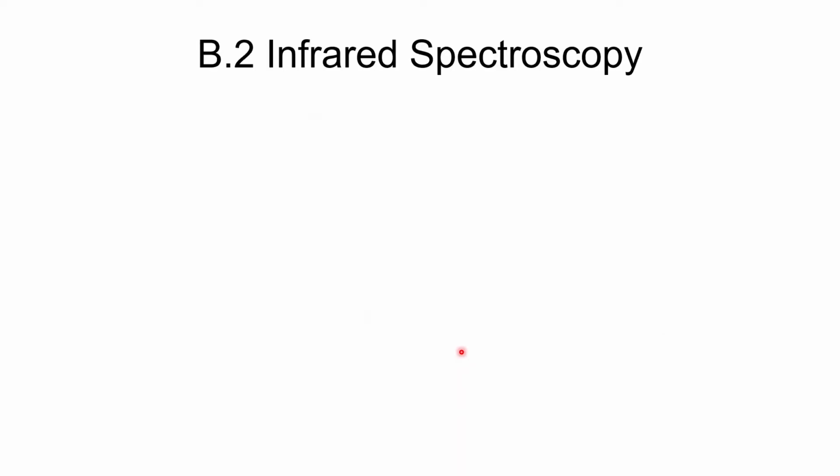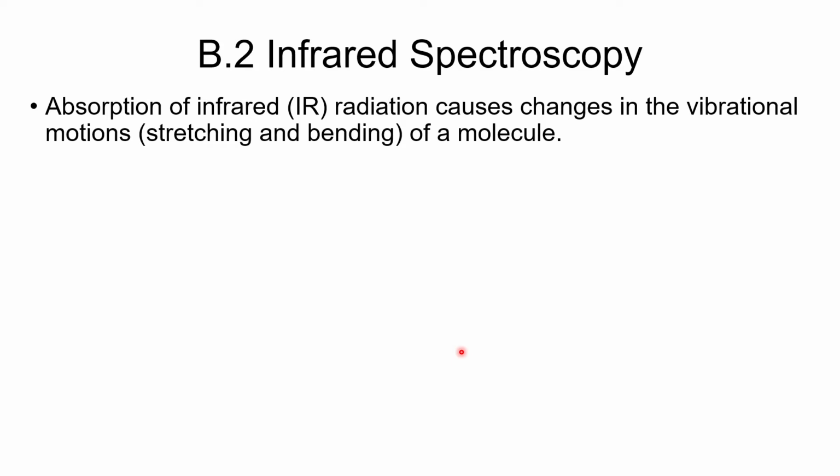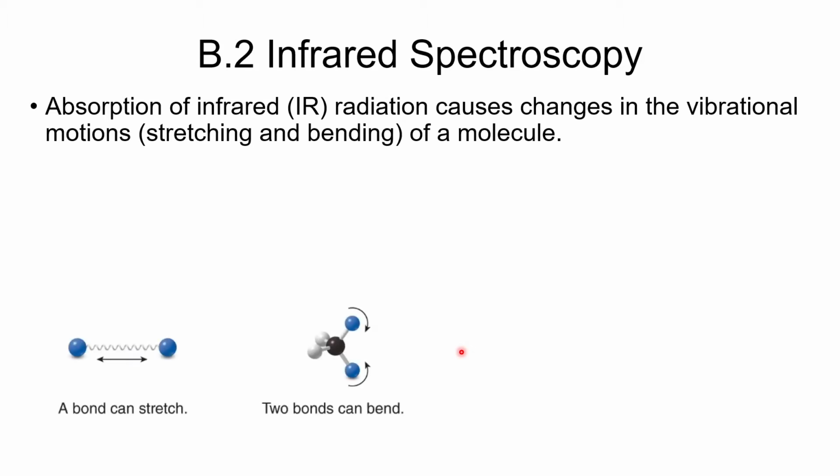So let's look at what is actually happening with the molecules. If we absorb infrared radiation, that will cause vibrational changes to the molecule. The types of vibrations that we're going to be looking at are stretching vibrations and bending vibrations. There are some complex bending vibrations that we won't really get into. We're mostly going to be interested in the stretching frequencies of these molecules.